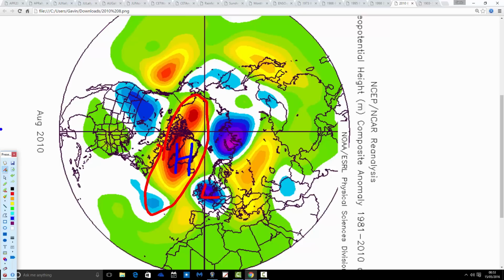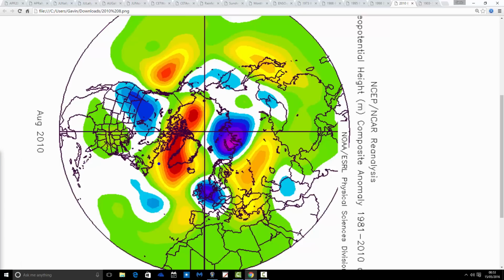Maybe this was even as early as August 2010, the beginnings of that pattern starting to set up with all of this high pressure up over the North Pole.